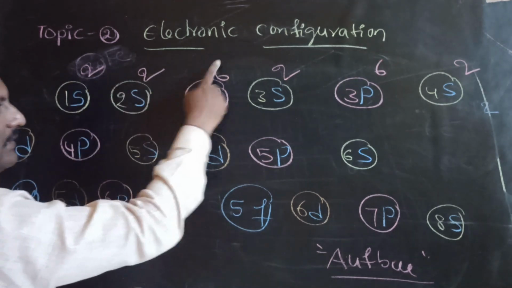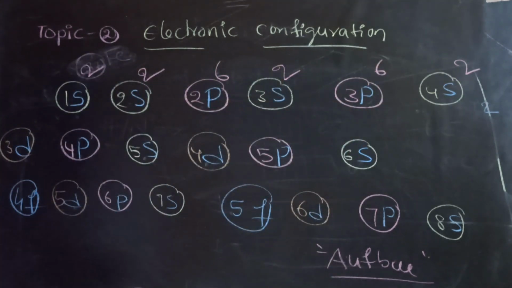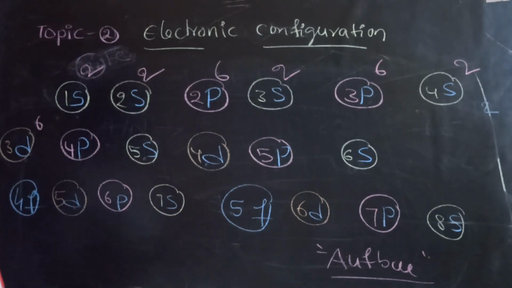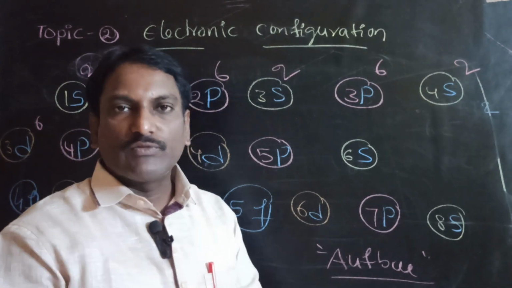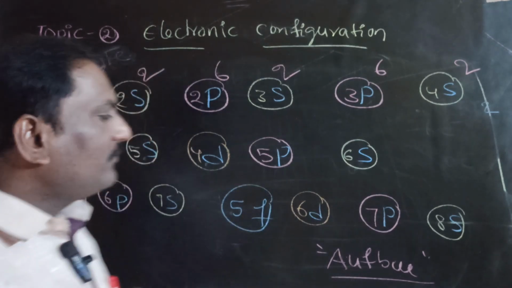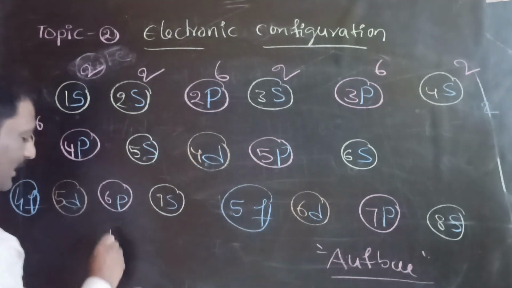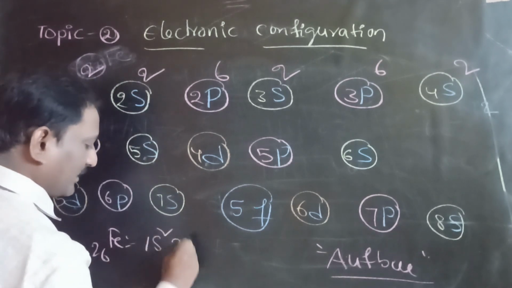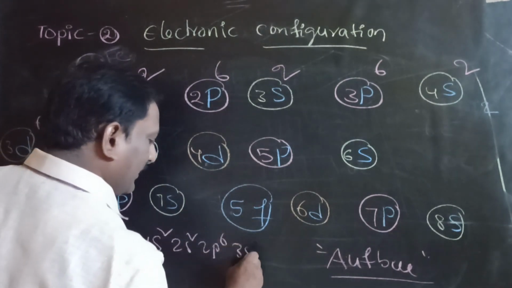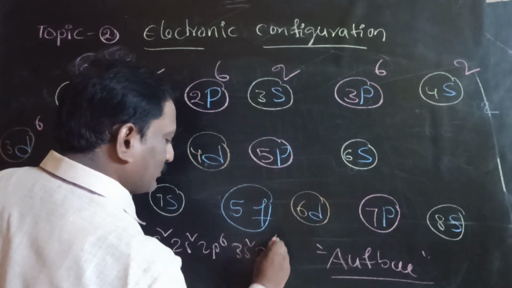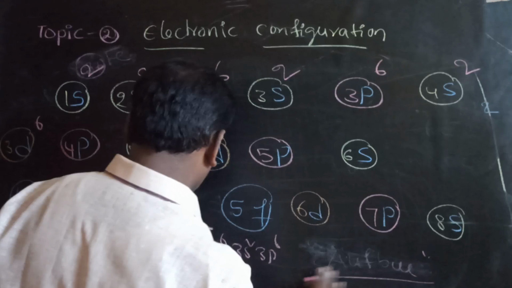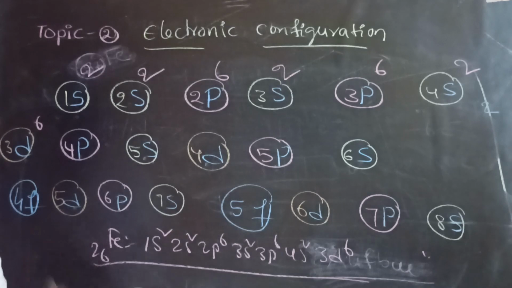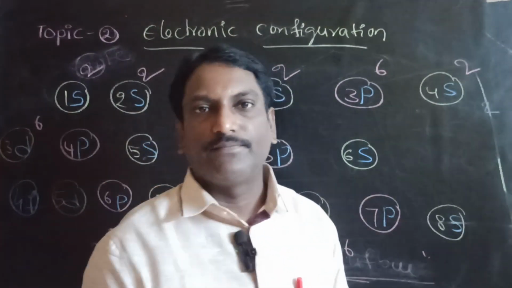So 10 and 10, 20 completed. Next, remaining electrons we need to place in d. Even though d capacity is 10, we have only 6 electrons, so we keep the 6 electrons in d. So let me write here, iron electronic configuration is 1s2, 2s2, 2p6, 3s2, 3p6, 4s2, 3d6. So this is the electronic configuration of iron.